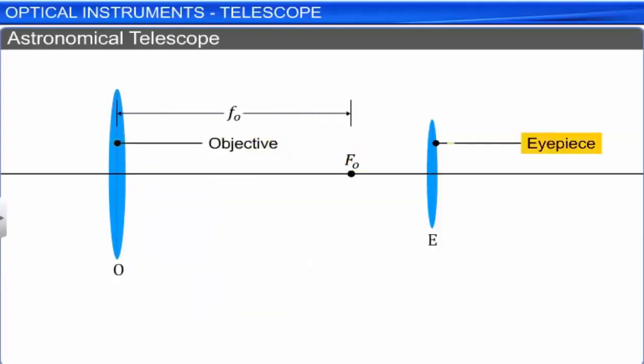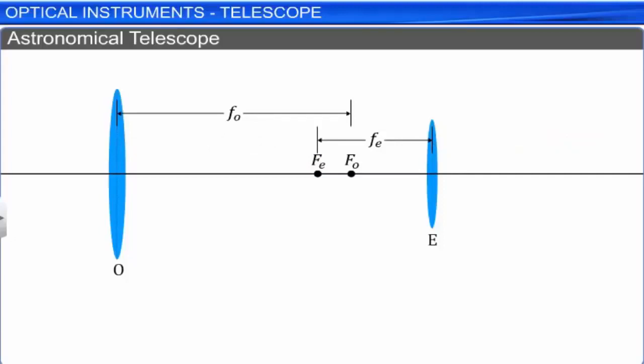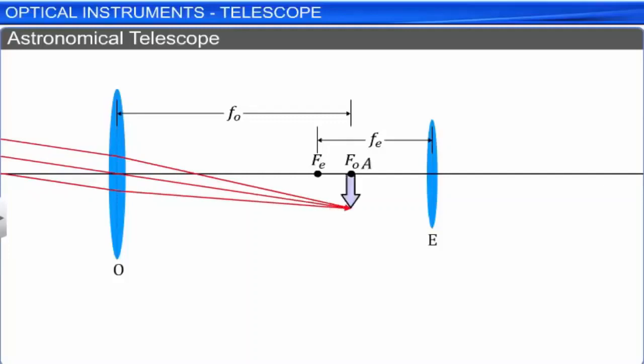When the telescope is turned towards a celestial object, parallel rays from the distant object are incident on the objective, which form an image AB at the focus FO of the objective, and this image is real, inverted, and of point size. The image AB acts as an object for the eyepiece, and the final image A'B' of the distant object is formed by the eyepiece. The image A'B' is virtual, magnified, and is inverted with respect to the original object.